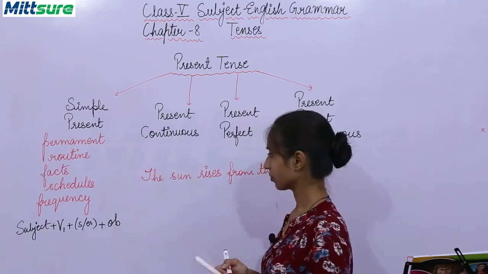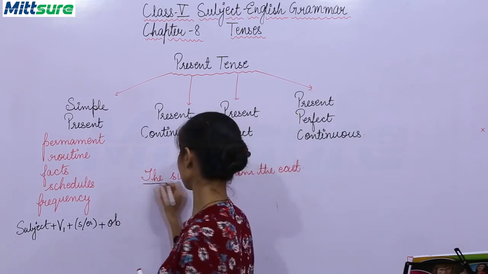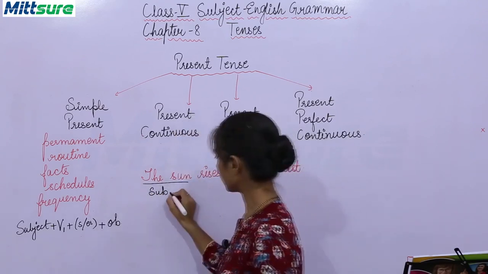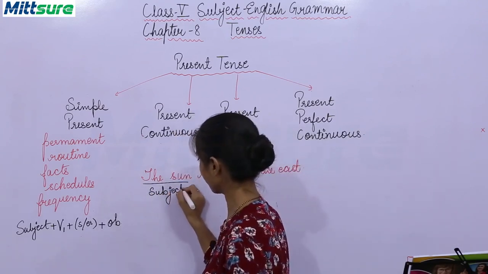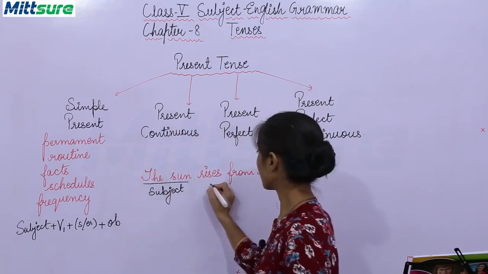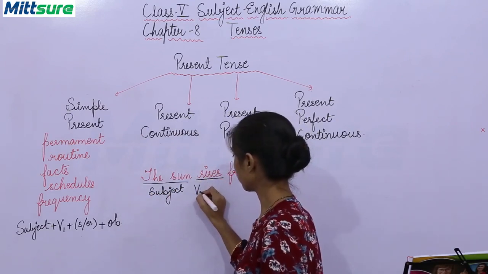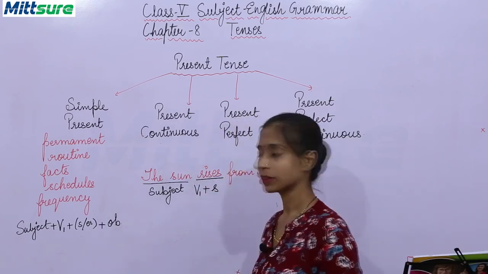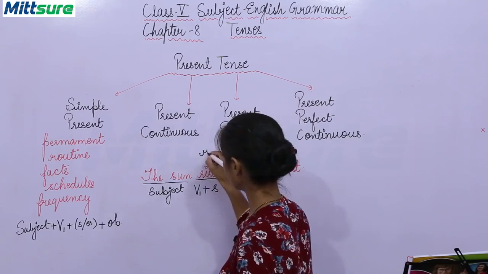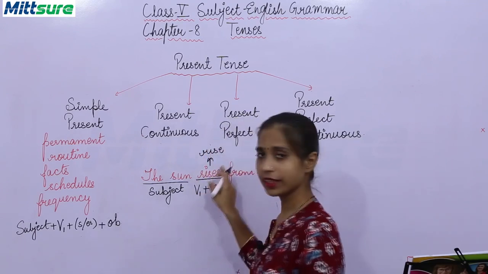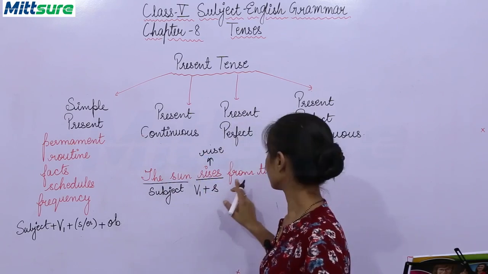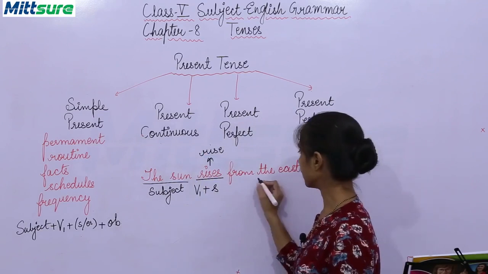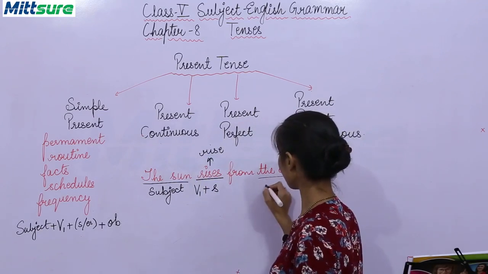Now, just see. The sun is subject. We are talking about sun, so it is a subject. Rises, verb first form plus S. Actually, the verb is rise. Rise plus S. From the east is object.